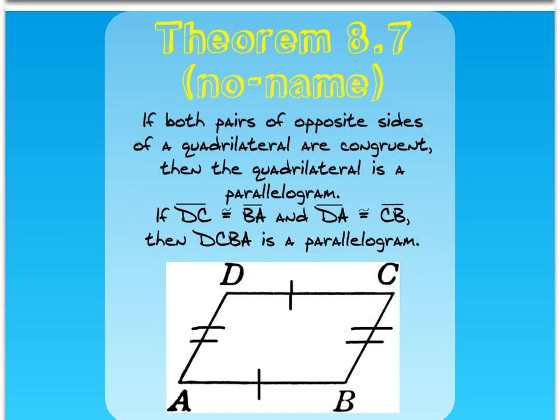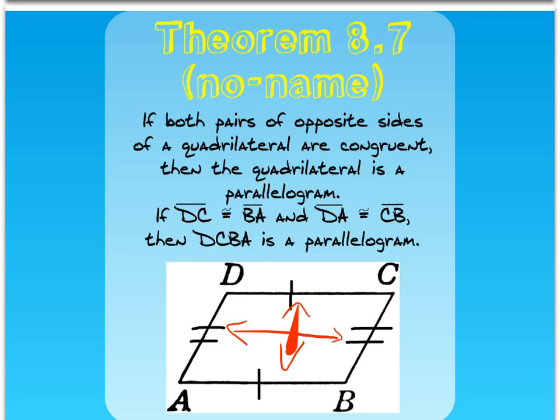It's a formal way of representing the theorem, and you have it written down on your notes packet, so I'm not even going to read through it. Basically what this theorem says is you want to use different properties of quadrilaterals. So here we have a quadrilateral, and we want to use these properties to prove that it is a parallelogram. And what we have going on here is that DC is congruent to BA, so you have opposite sides congruent, and DA is congruent to CB. Again, opposite sides congruent.